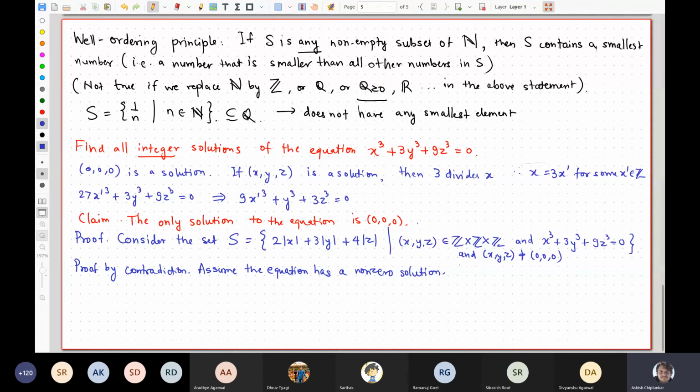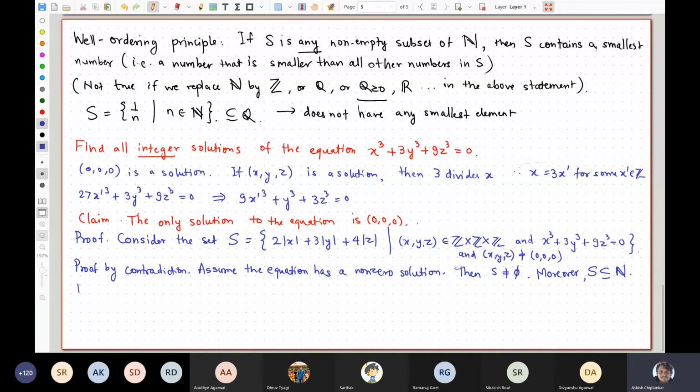Okay. Assume the equation has a non-zero solution. Okay, so then what does that imply? Then S is not empty, right? And moreover, absolute value of x, absolute value of y, absolute value of z, all these are integers. In fact, they are non-negative integers. So this is going to be a subset of natural numbers, right? So not all three are zero, so this is going to be strictly positive, right? So moreover, S is a subset of the natural numbers, right?